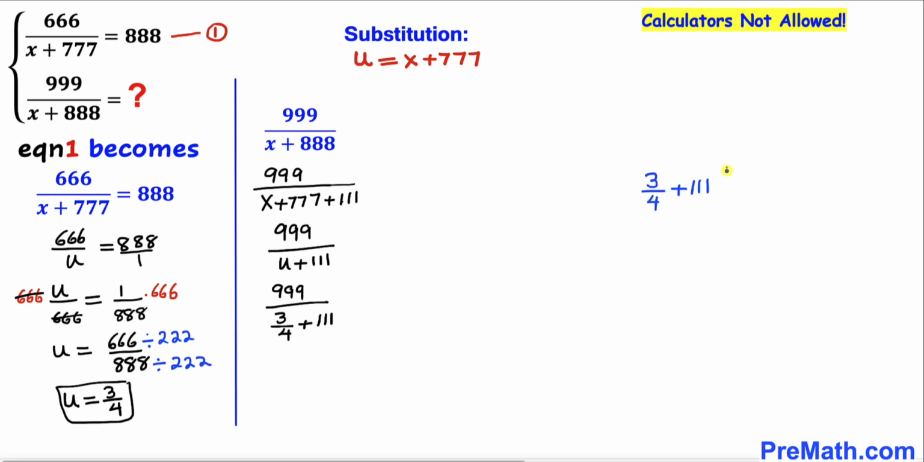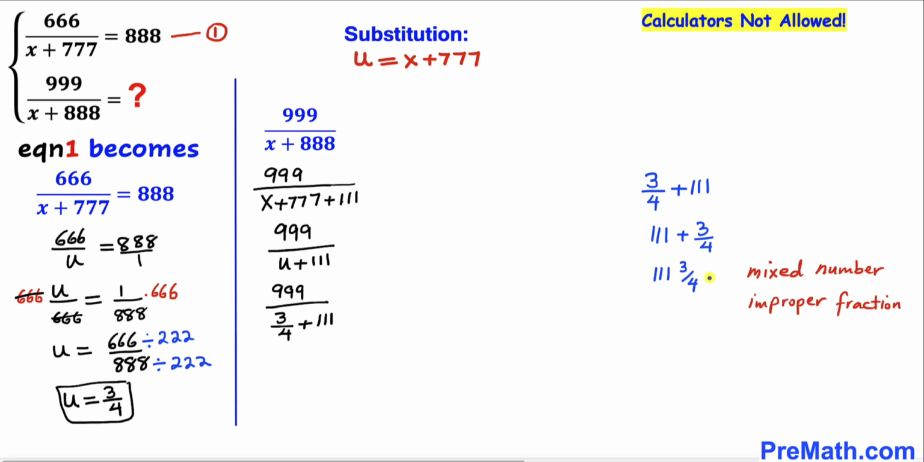And now let's focus on this 3 over 4 plus 111. And here I have copied it down. Now this could be written as, if we switch them around, 111 plus 3/4. We know this is our whole number and this is a fraction. So we can simply mix them. We can write them as 111 and 3/4, and this is called our mixed number.